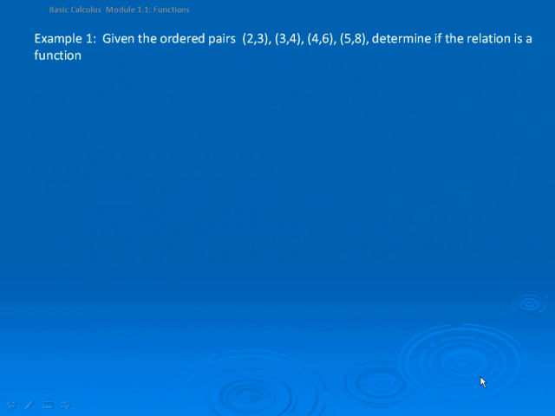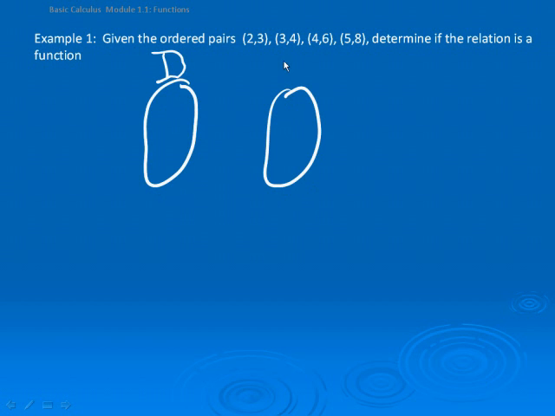In our first example, we are given four ordered pairs. The first one is (2, 3), the second one (3, 4), the third one is (4, 6), and the last one is (5, 8). The first thing that we need to do is set up the domain and the range. If you remember, our definition of the domain is the x value in every ordered pair. Remember, in all ordered pairs, the first value is x, the second value is y. So in this one, the values are 2, 3, 4, and 5.